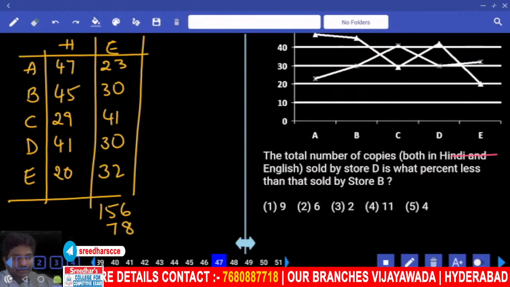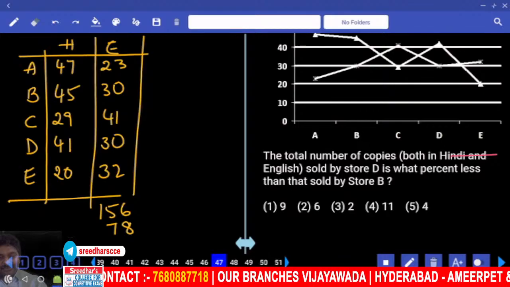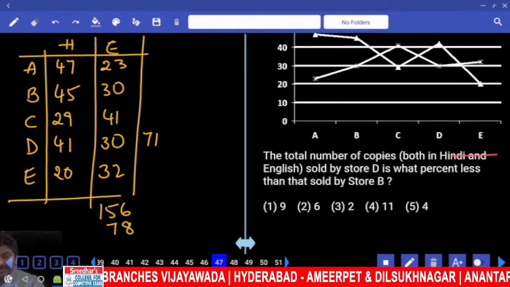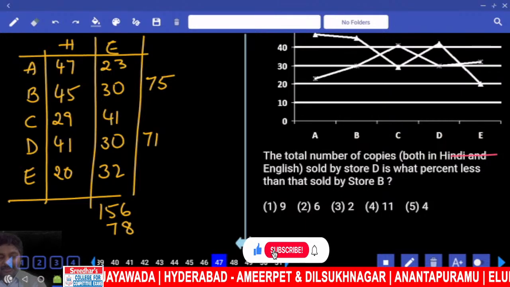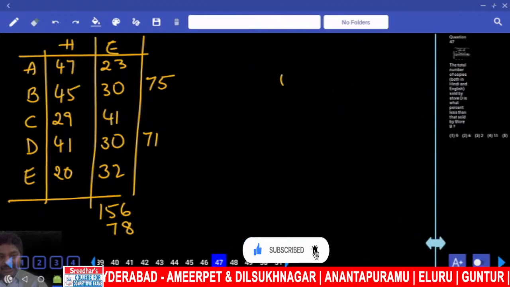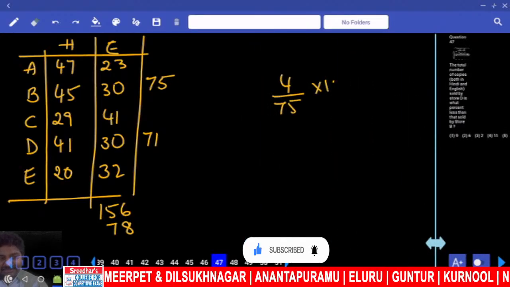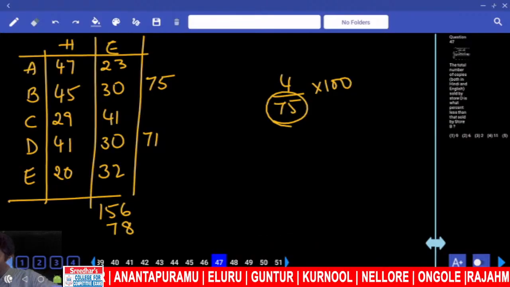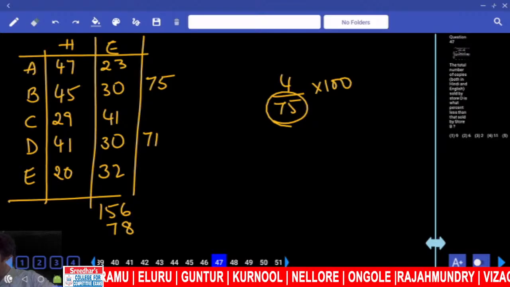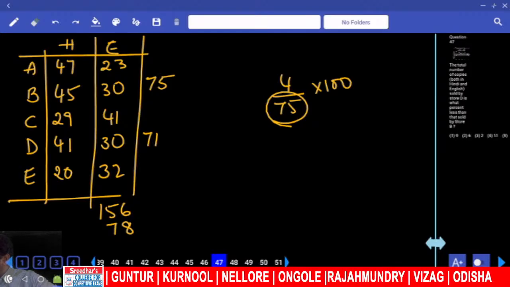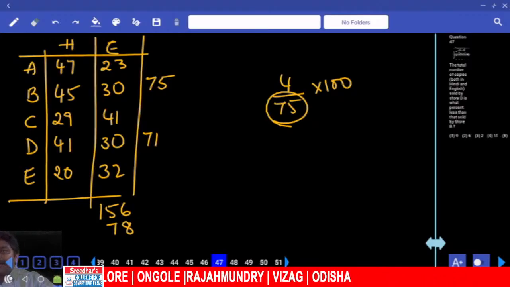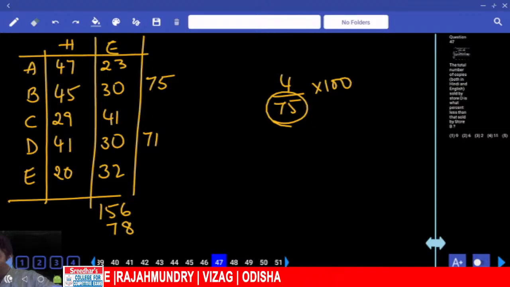Total number of copies of both English and Hindi sold by D is 71. What percent less than that sold by B? 75. How much less? 4 less. 4 less from 75. Percentage into 100. What is 1% of the denominator? 7.5. Double. 1 percentage is 0.75. 2%. 1.5 double. 3 will be 4% only, but numerator is 4, right?